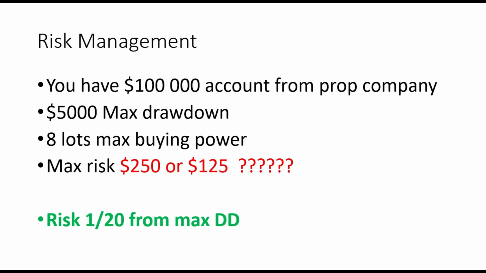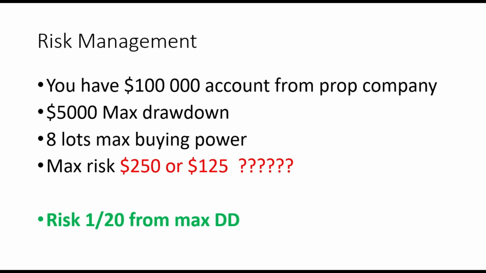For example, you have a $100,000 account from a prop company. Usually the prop companies today offer you $5,000 maximum drawdown, and your buying power is around 8 lots. Okay, some instant funding companies will be more restrictive and they will give you 4 lots buying power. Both sides are good. I like when I have a huge buying power, but the most important thing is to manage risk.